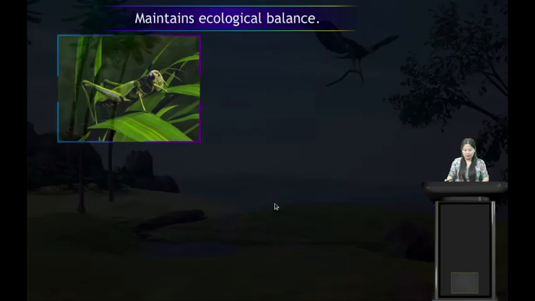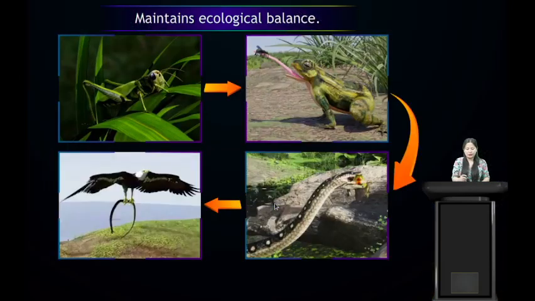So here we see this grasshopper and other insects will be eaten by frog. This frog is eaten by the snake. Snake is eaten by eagle, and so on. So here we see that one organism is feeding on another organism. Students, let us see here.